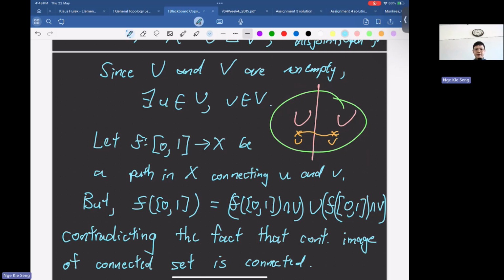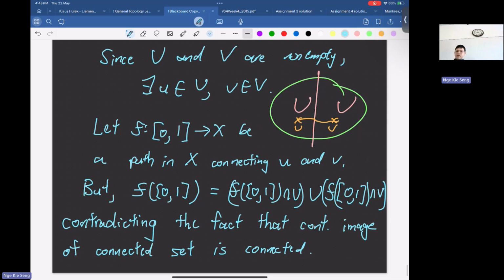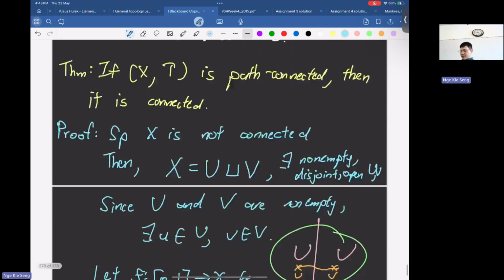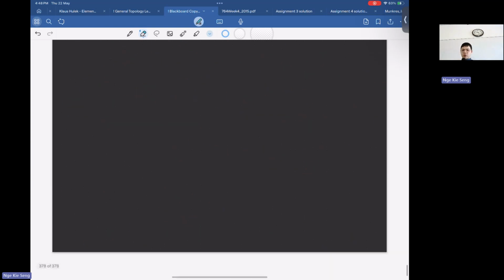Okay, let's show you an example of why the other direction doesn't work. Any questions so far? Okay. That means if X is connected, does it imply that X must be path connected or not? Okay, unfortunately, no.